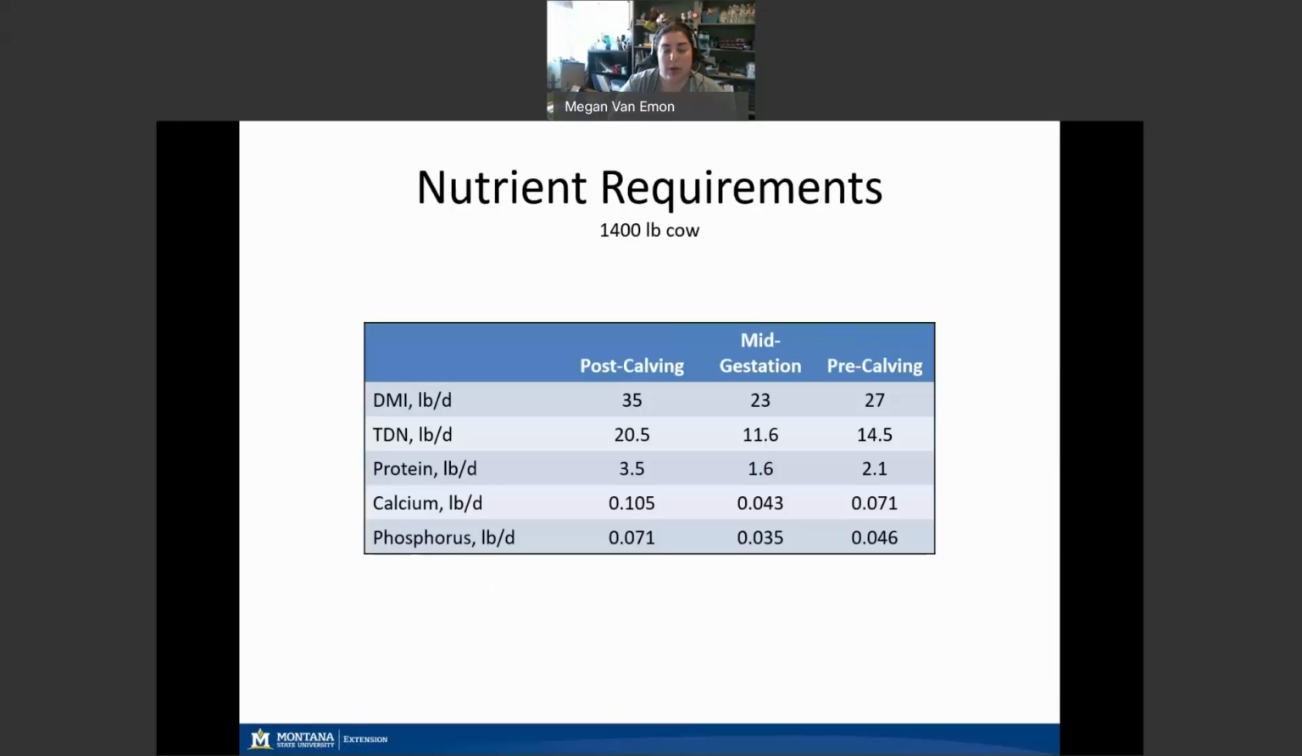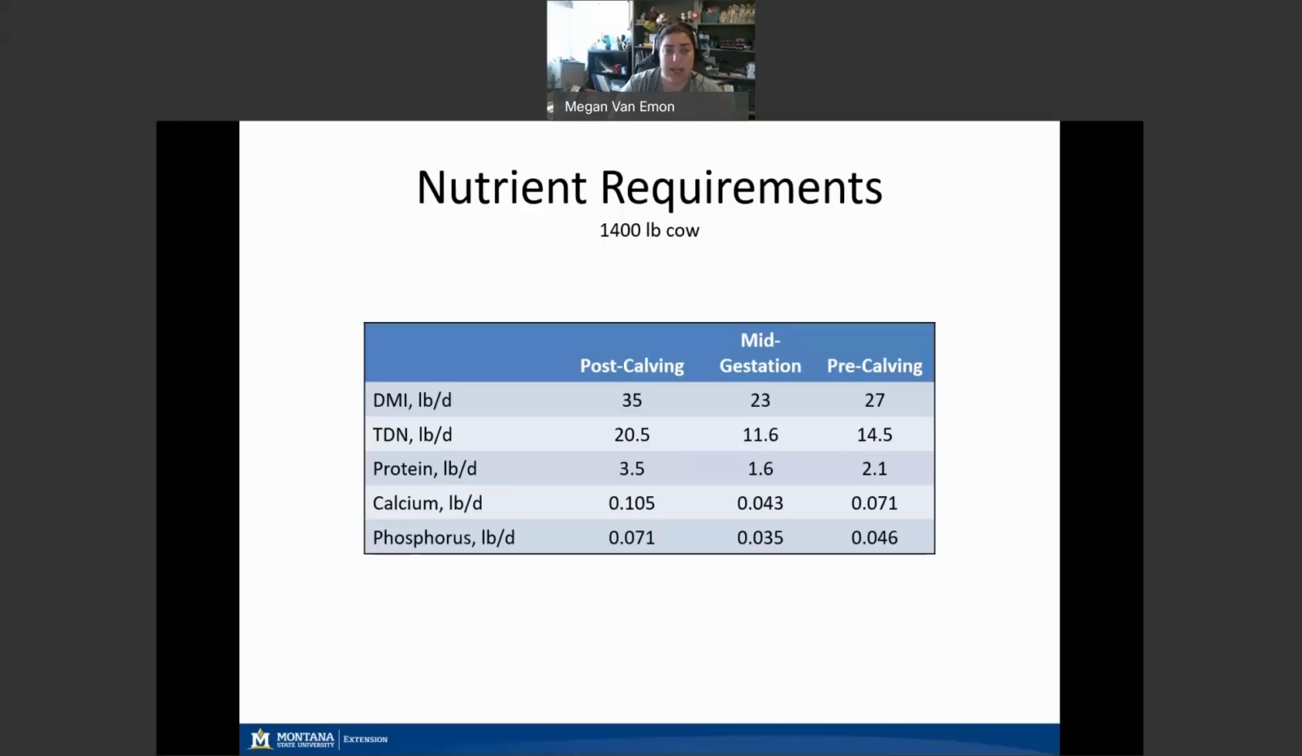So if we look at the nutrient requirements of our mature cows, this is a 1,400-pound cow, which is about our average body weight across the United States right now. These numbers come directly from Oklahoma State University. They have a very good extension publication for cow, heifer, and bull requirements, putting everything on a pounds per head per day basis, and looking at post-calving, mid-gestation, and pre-calving. They also include if you're going to have some weight gain on those animals, as well as approximately how much dry matter intake they'll be consuming.